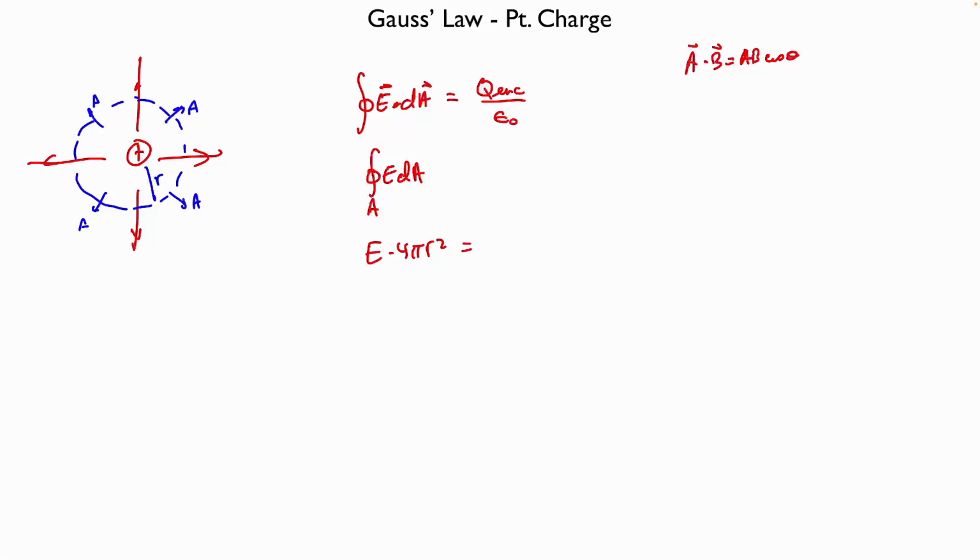And then that's going to be equal to what? Q enclosed. Let's just say that's Q divided by epsilon naught. I now solve for my electric field. That's Q over 4 pi epsilon naught times r squared. And what's 1 over 4 pi epsilon naught? Okay.